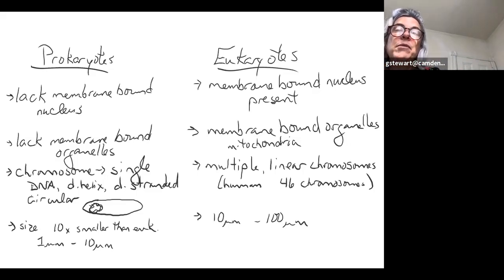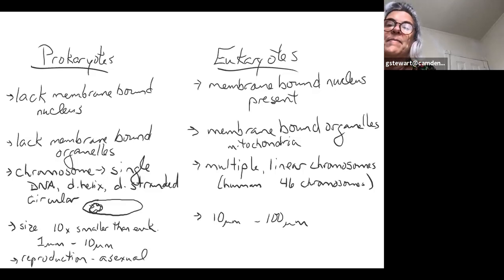Now, probably the last important thing that I would put on this list is that prokaryotes do not reproduce by mitosis and meiosis. Their reproduction is predominantly, we say, asexual, because we are not mixing haploid cells between two organisms. And the process is actually known as binary fission.